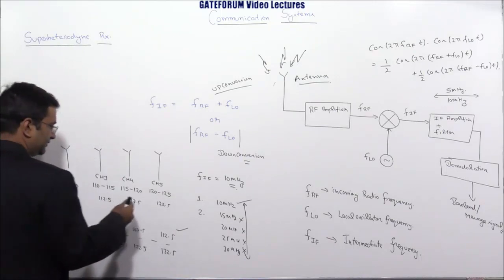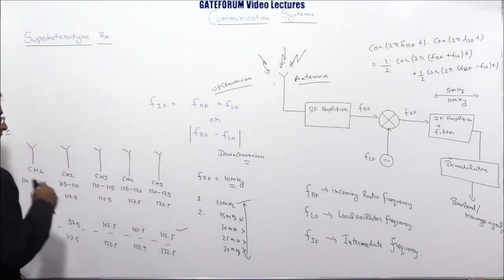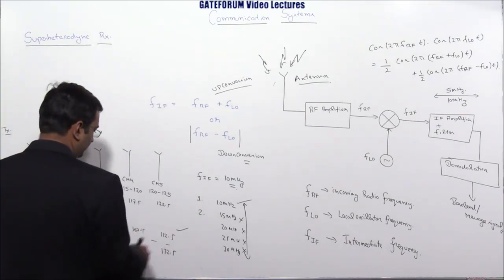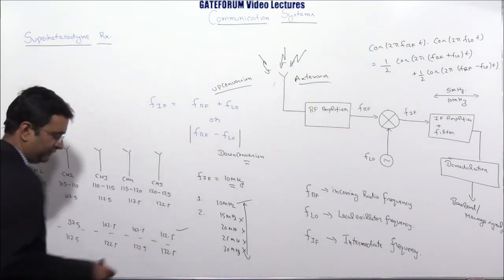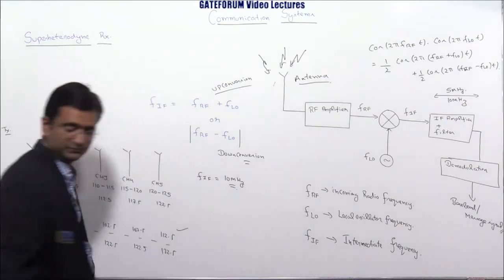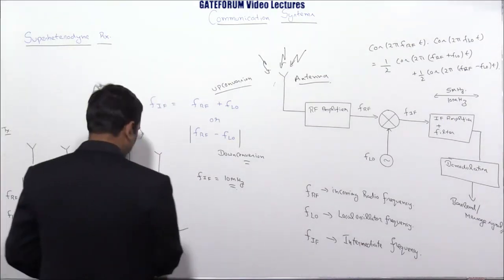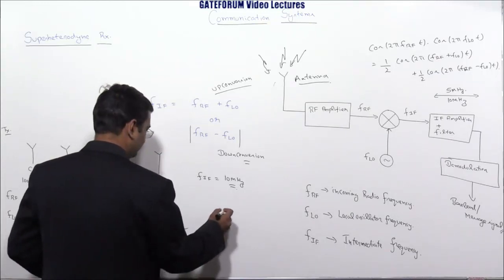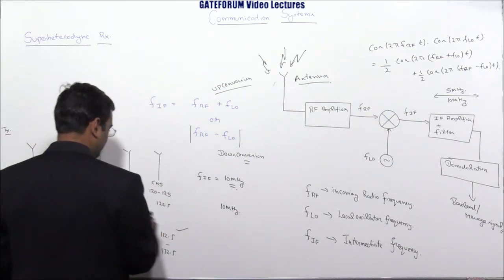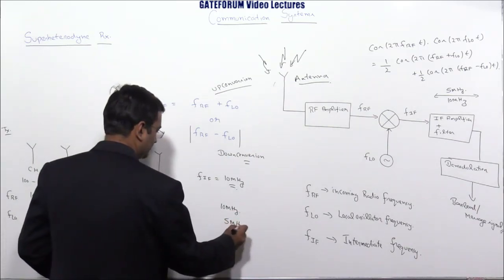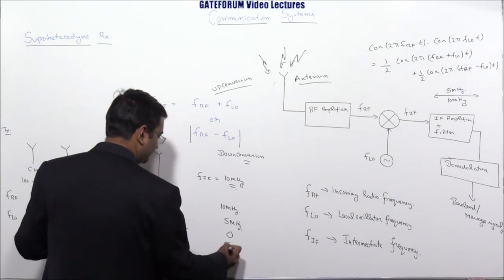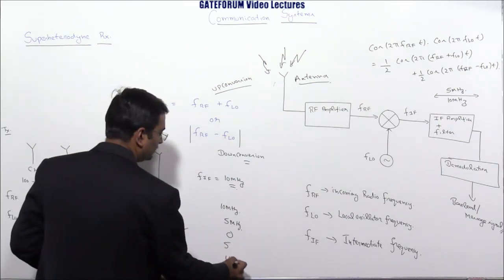Suppose I want to watch 122.5, or channel number 5. For channel number 5, I will generate this FLO of 112.5, right? I'll write this again. See the result. 112.5 when mixed with 122.5 will give 10 megahertz. 112.5 when mixed with this will give 5 megahertz. This one mixed will give 0, then 5, then again 10 megahertz. Now you see the problem.